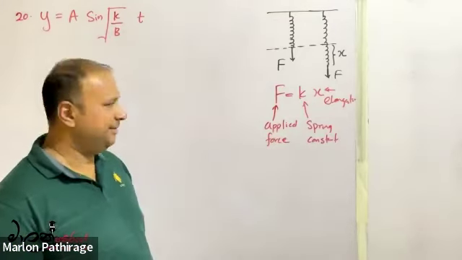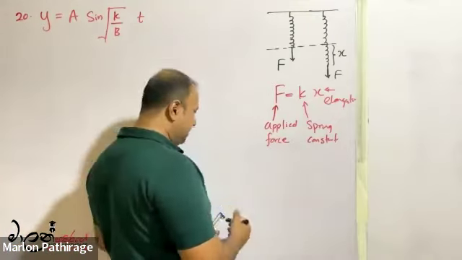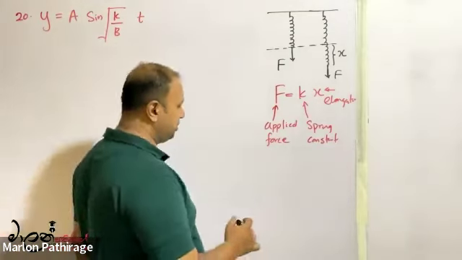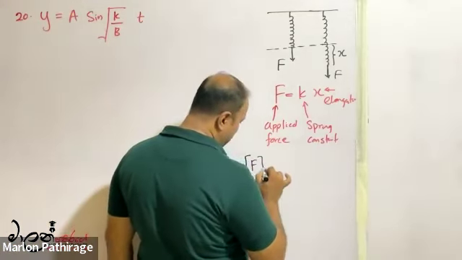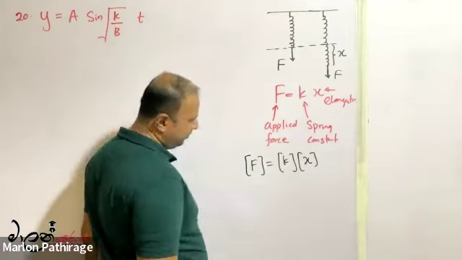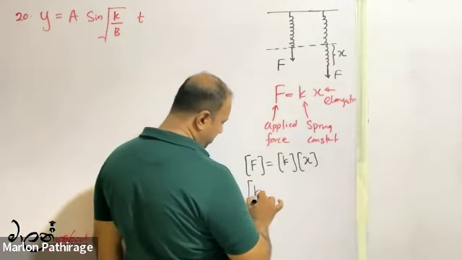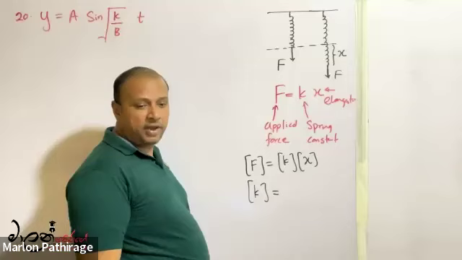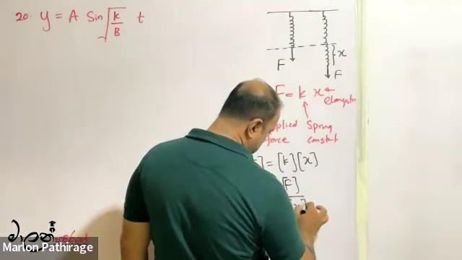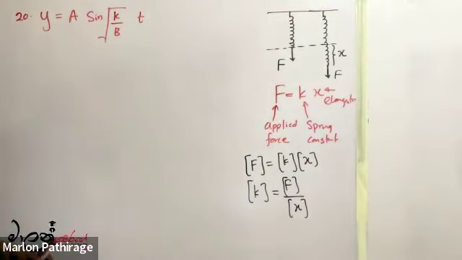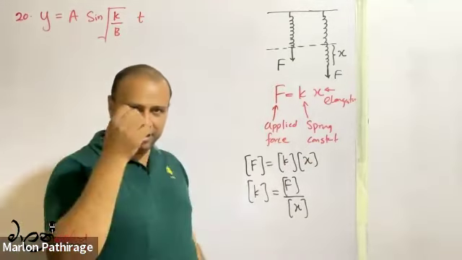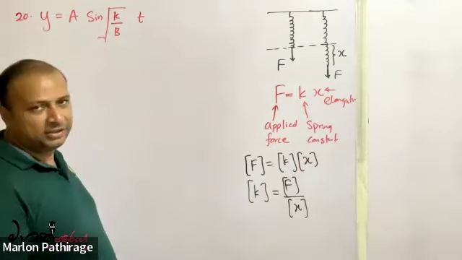And then you can determine the dimension of the spring constant. Therefore, dimension of force is equal to dimension of K into dimension of x. Therefore, dimension of K is equal to dimension of F over dimension of x, where x means elongation. Now you can determine the dimension of K. Once you determine the dimension of K, after that you can solve this question.